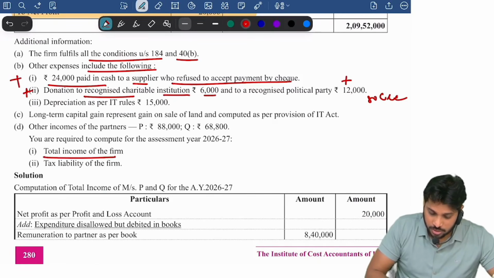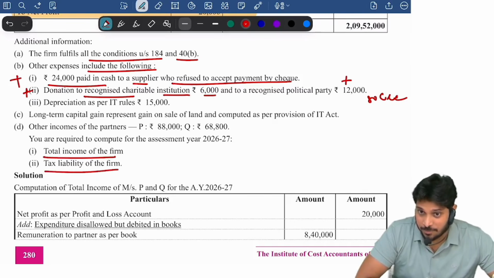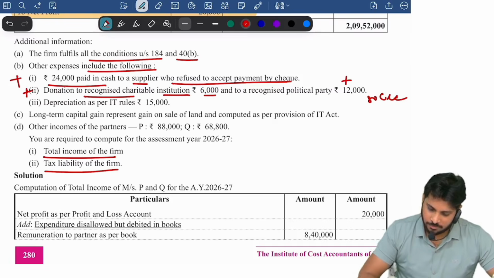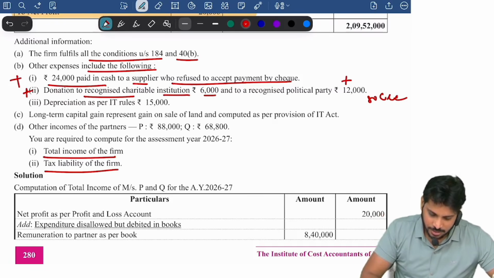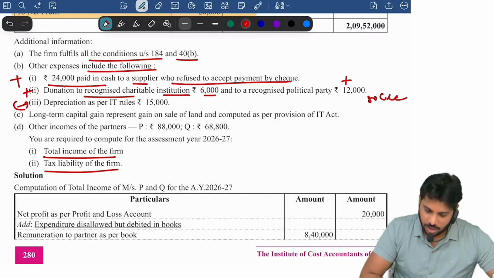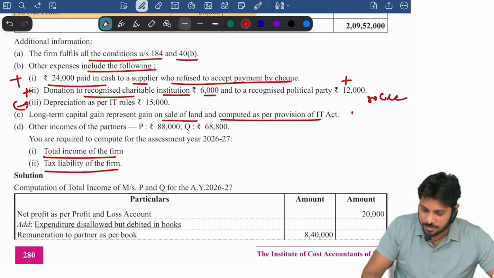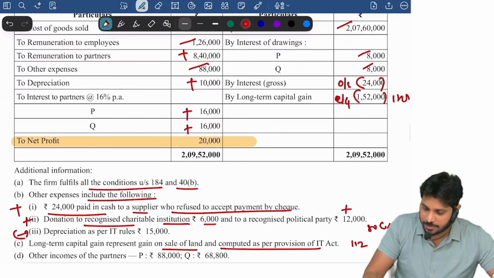Oh, they're asking total income and tax liability. Oh my god. So Chapter 6A also we should reduce. Fine, we'll do it. First I will disallow this, then I will again claim deduction under Chapter 6A. Depreciation, yes, I will reduce this. Long term capital gain represents sale of land and computed as per section 112. So this is actually 112 capital gain, not 112A. Am I right?